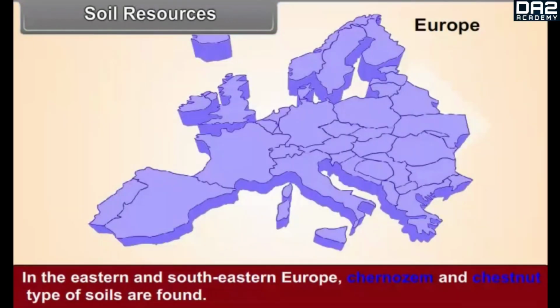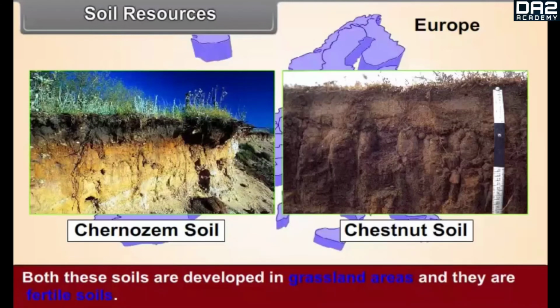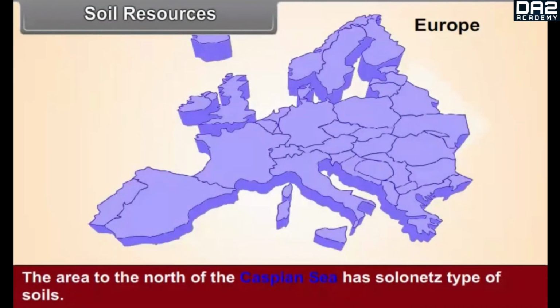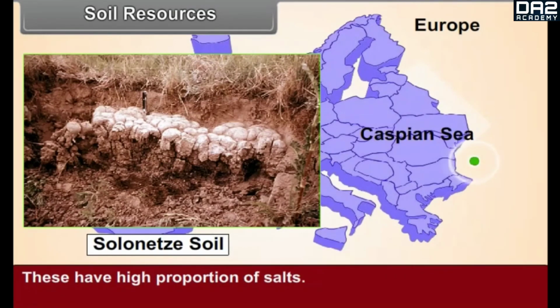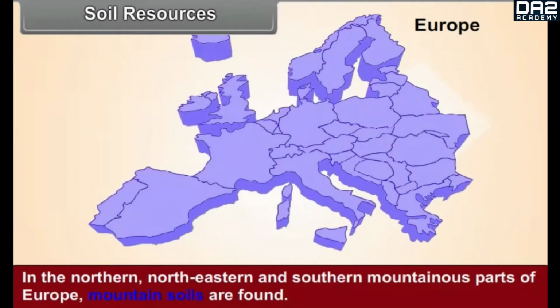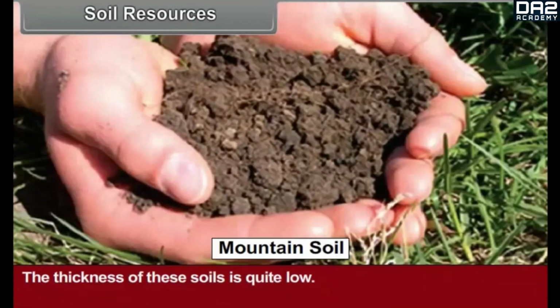In the eastern and southeastern Europe, Chernozem and chestnut type of soils are found. Both these soils are developed in grassland areas and they are fertile soils. The area to the north of the Caspian Sea has Solonets types of soils. These have a high proportion of salts. In the northern, northeastern and southern mountainous parts of Europe, mountain soils are found. The thickness of these soils is quite low.